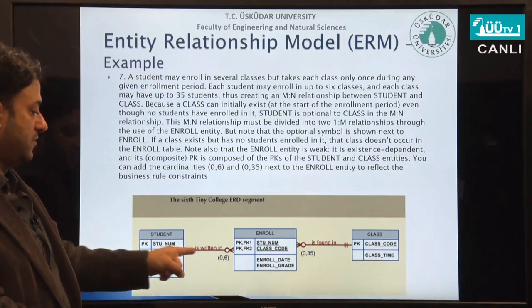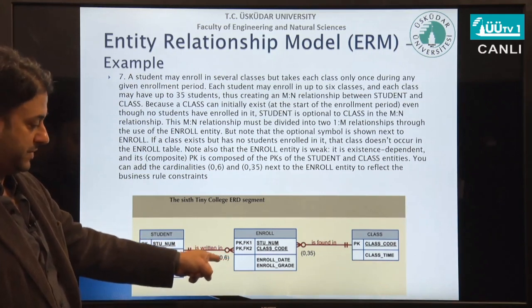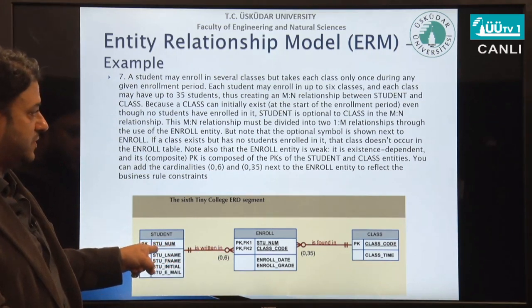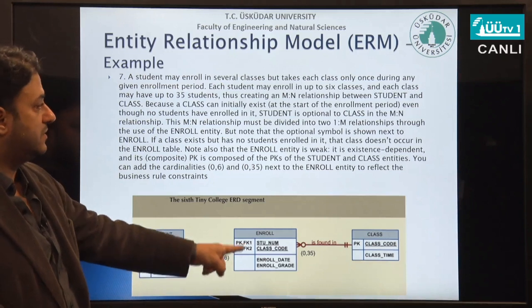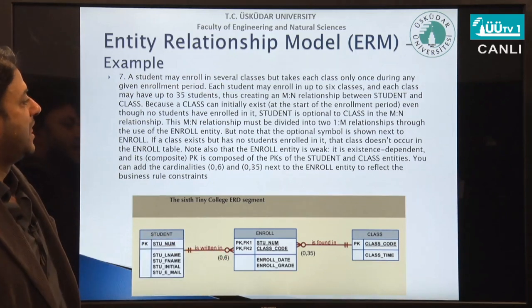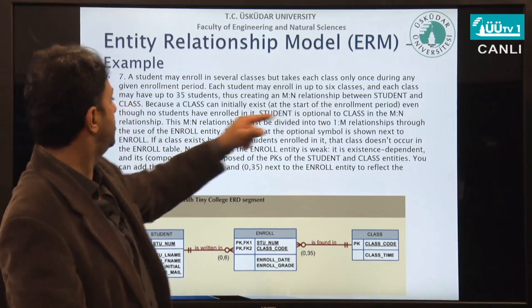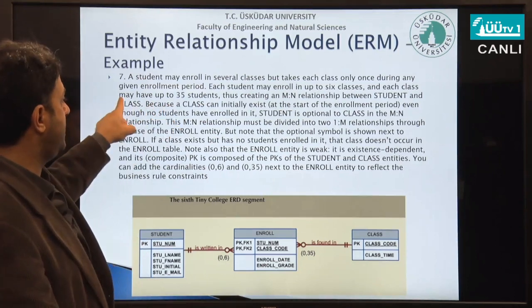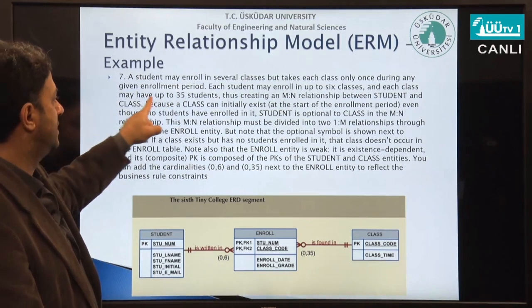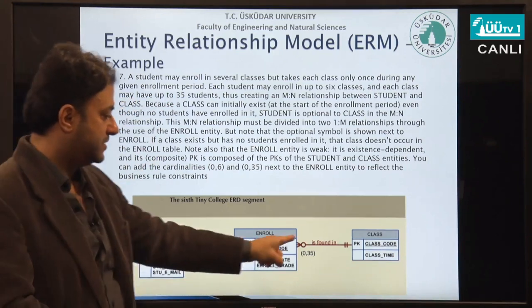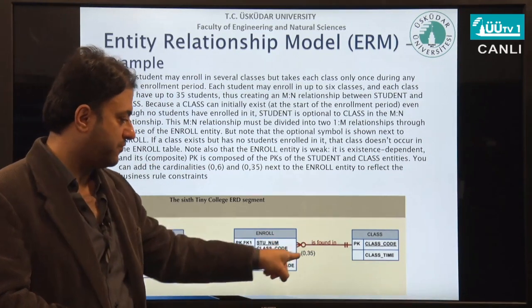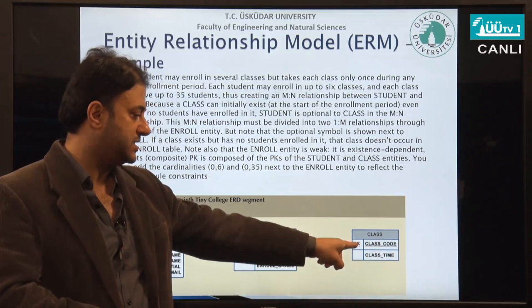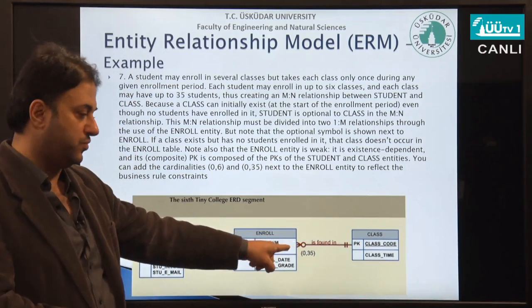Up to means what? From 0 to 6 classes. So each student enrolls in up to 6 classes. And each class may have up to 35 students. May means optional, so this is the optional side, from 0 to 35. So each class may have up to 35 students.